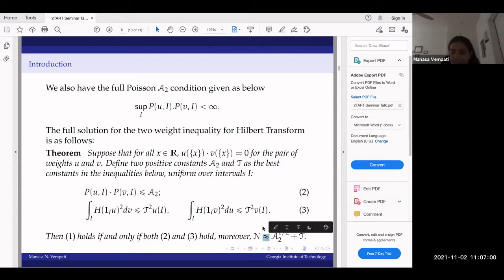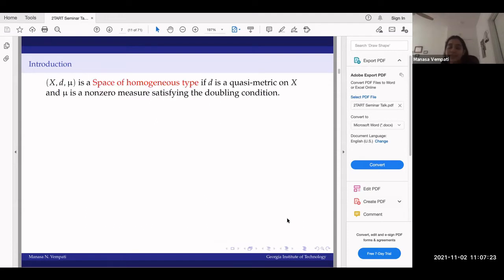This symbol here means that there are constants c and c prime, such that you can dominate this best constant from below by some constant times A2 to the power half plus tau, and you can also dominate it from above by c prime times A2 to the power half plus tau. Now, this served as a major inspiration for our work on spaces of homogeneous type. Since our work is in the setting of spaces of homogeneous type, I'm going to define what a space of homogeneous type is, in the sense of Coifman and Weiss, and give you our result.